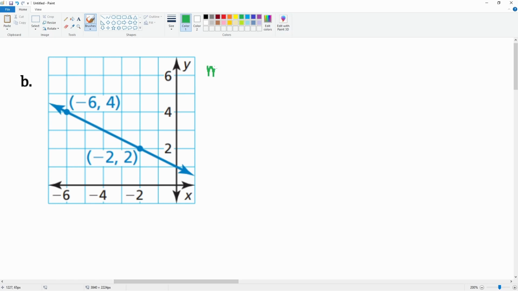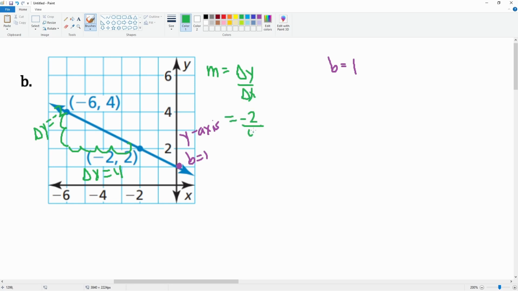So you need m and you need the b. The b is easy. Look, it's right here. b equals 1. That's where it crosses the y-axis. We just need to find the slope. So it goes from this point to this point. You go down 1, 2. So delta y is equal to -2. Then 1, 2, 3, 4. Delta x is equal to 4. So delta y over delta x is the formula. -2 over 4, which simplifies to just -1/2.